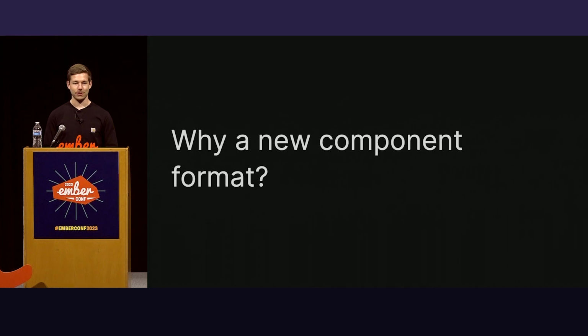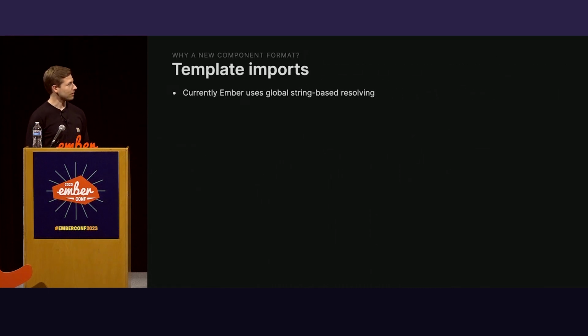Why do we need a new component format? Because ever since Octane, we've been writing Glimmer components, and they do the job really well. So why should we change things up? Template tag components are really all about template imports. Currently, if you write components in Glimmer and use, for example, a helper, Ember will check in the helper directory of your application to find a match with that file name for that helper. This worked nicely, but also has a couple of issues.